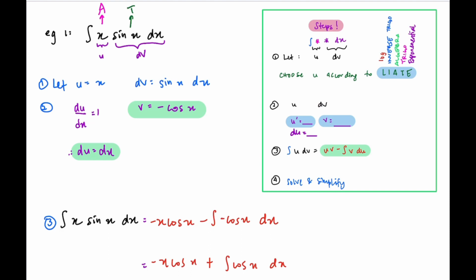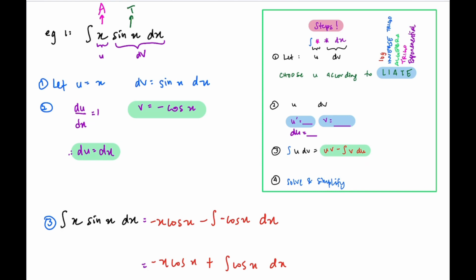From u, du over dx is equal to 1. Therefore, du is equal to dx. Just cross multiply. From dv, let's integrate this so that you can get v. The integral of sine x gives you minus cos x. So now we are finished with step number 2. Let's go to step number 3, which is to apply the formula. The integral of u dv is equal to uv minus the integral of v du.